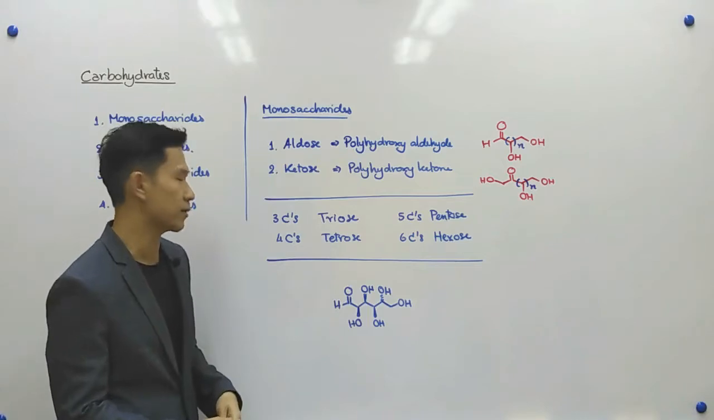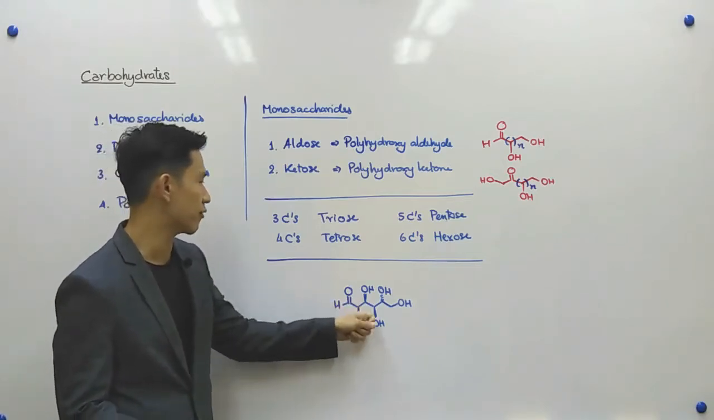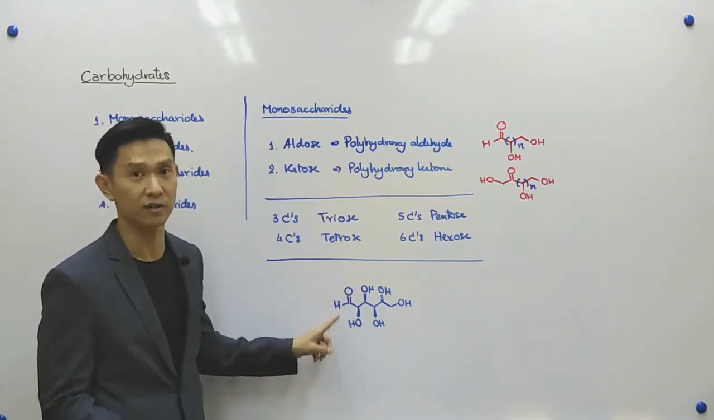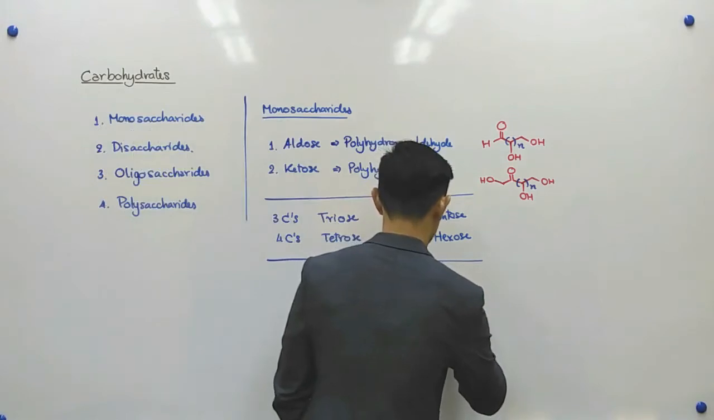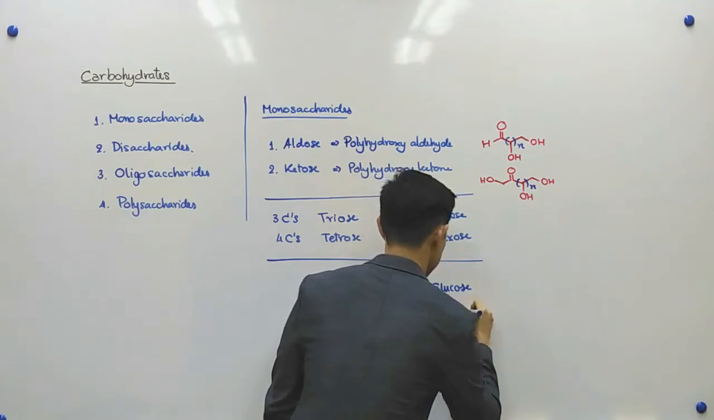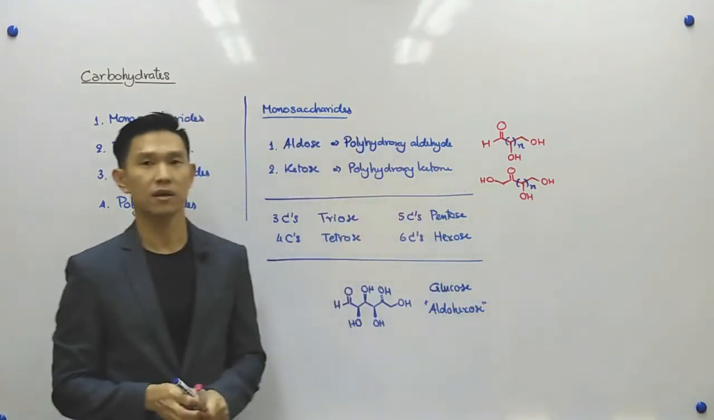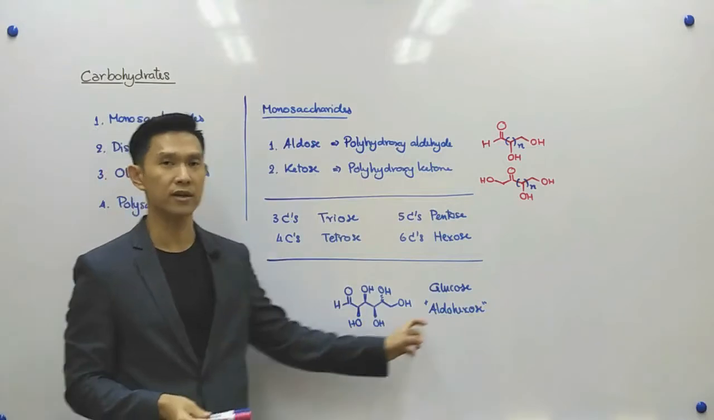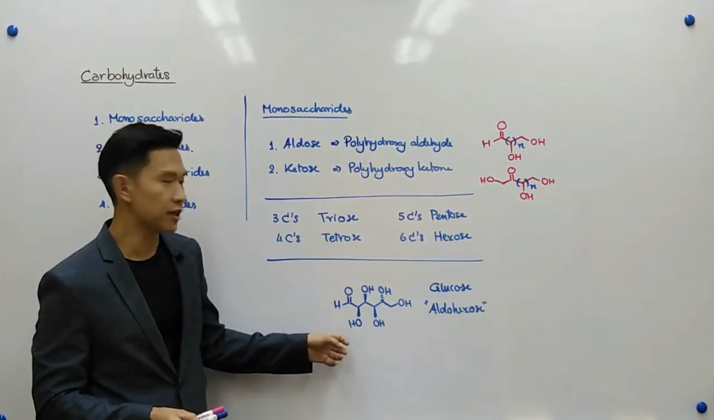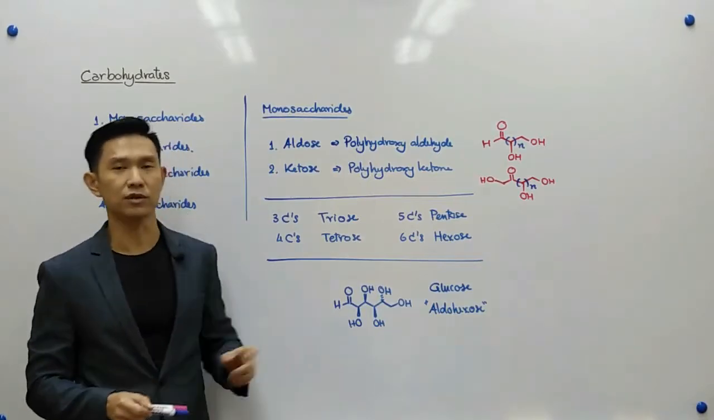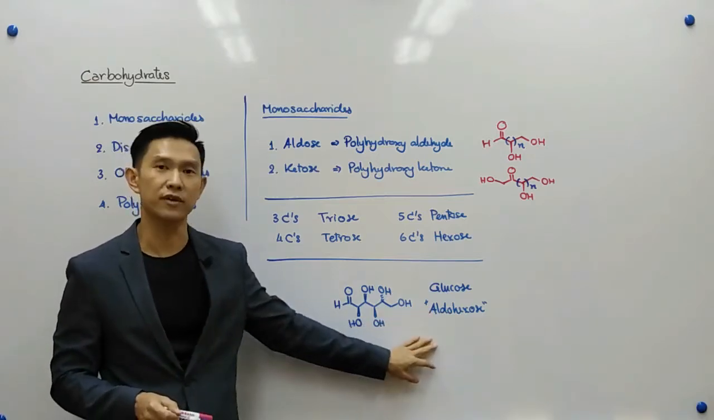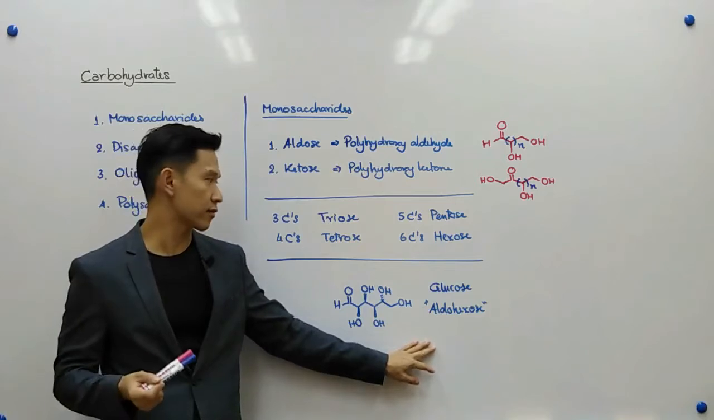If you count the number of carbons here, you can see 1, 2, 3, 4, 5, 6. We have 6 carbons in the molecule with the functionality of an aldehyde. So glucose is a kind of aldose sugar, because it is an aldose with 6 carbons in the molecule. Now, this is the aldose sugar, glucose. But the aldose is not only glucose. We have several aldose sugars other than glucose.